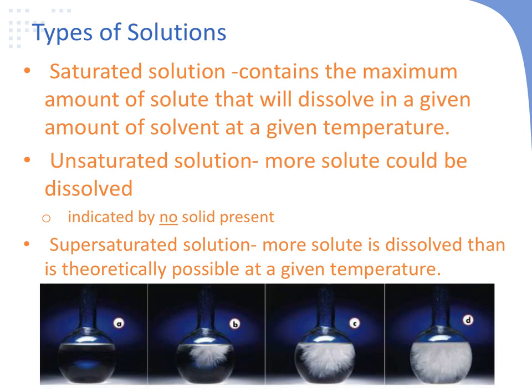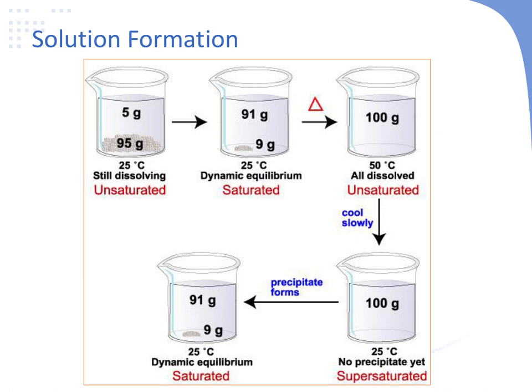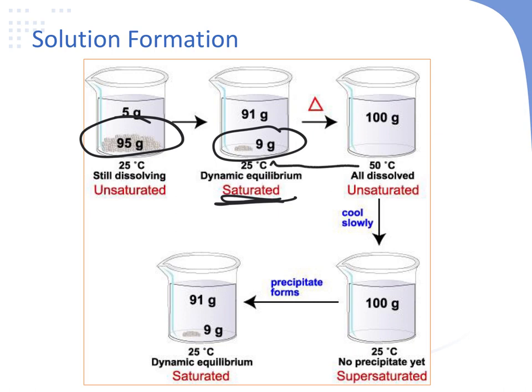supersaturated solution. With a supersaturated solution, more solute is dissolved per given mass of solvent than is possible at that temperature. And there's a way that you do that. The way that you do that is you dissolve all of it, which if you look at this picture here, they're dissolving that solute until they still have some present. And at this point, it is saturated. That 9 grams at the bottom won't dissolve. But if you change the temperature to 50 degrees C, it dissolves.